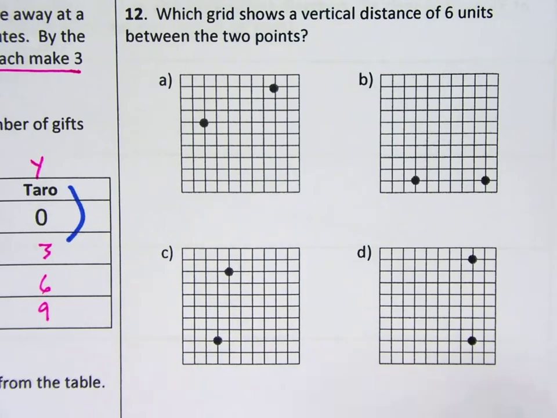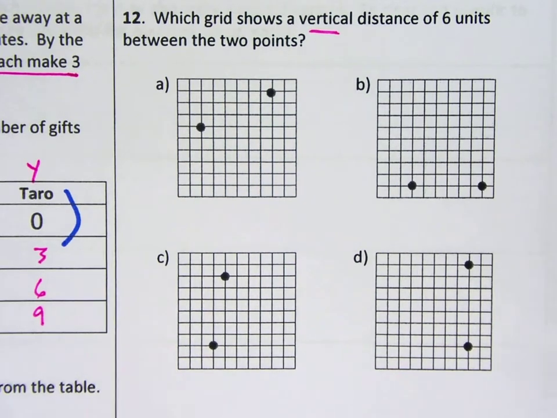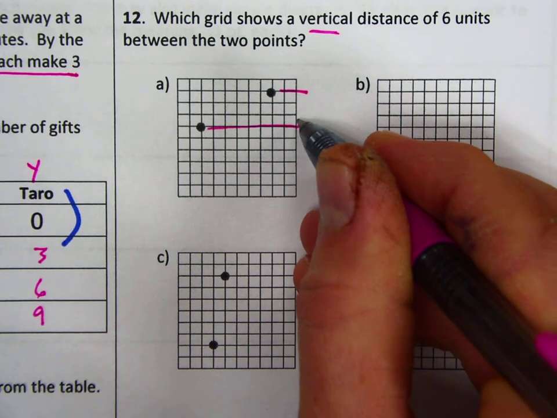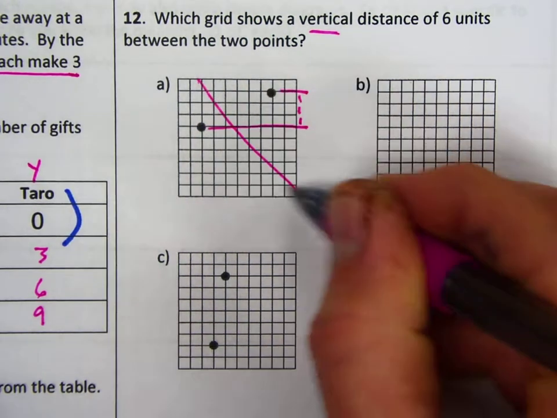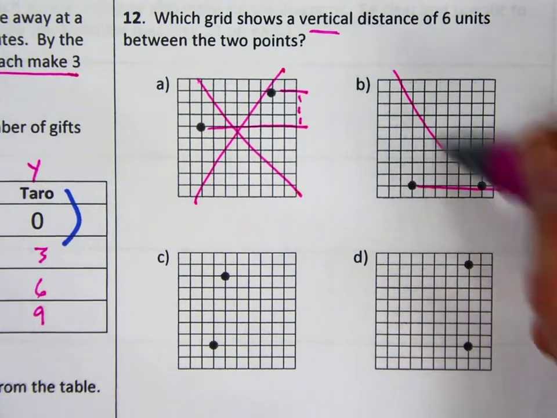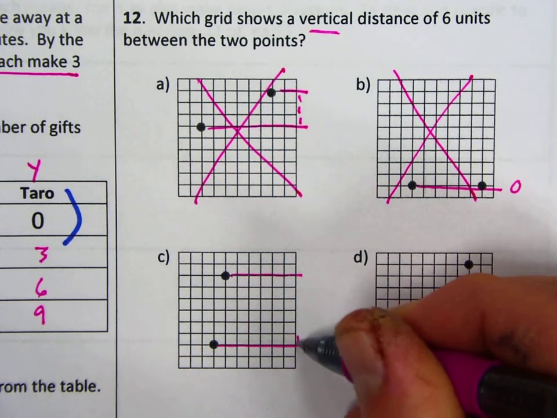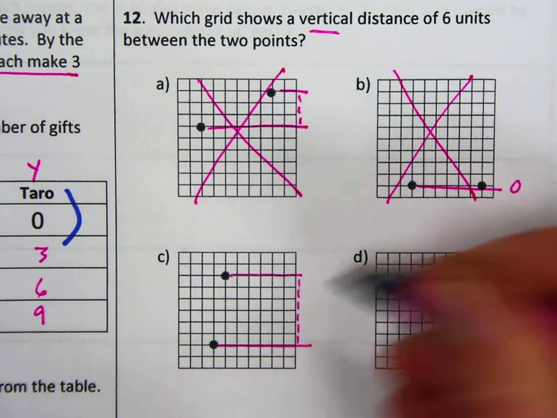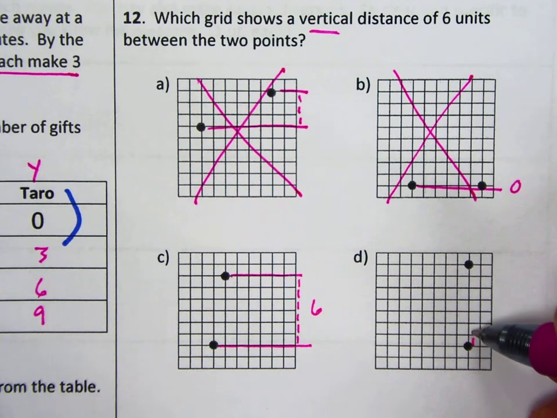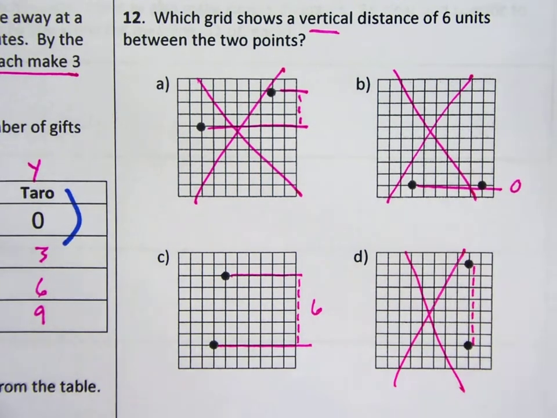This problem is kind of like one we saw earlier, which grid shows the vertical distance. It could be the horizontal on the next assessment. Students need to be aware of that. So vertical is just extending these two. That's 1, 2, 3. It's not that one. This one here, they're on the same line, so the vertical distance is 0. It's not that one. If we extend these 2 lines over here and count 1, 2, 3, 4, 5, 6, that's a vertical distance of 6. This one here is a vertical distance of 1, 2, 3, 4, 5, 6, 7. So it is not that one.